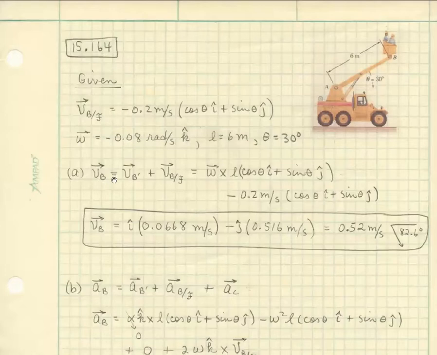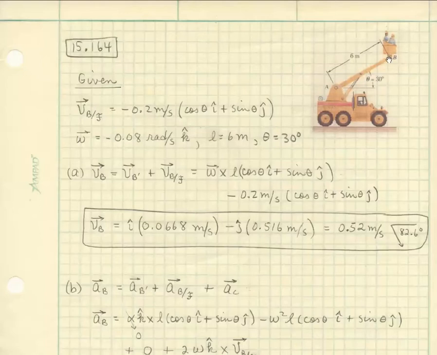Velocity of B is equal to the velocity of B prime, which is that footprint velocity, plus the velocity of B with respect to the frame. The footprint velocity, my xy axis is going to be this way. Little x is this way, little y is that way. The capital X and capital Y are lined up exactly with that. And the little xy is going to be rotating.